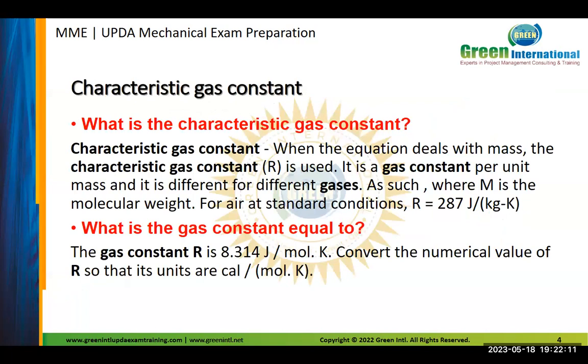Okay, characteristic gas constant, this is what we discussed at the beginning for R bar or RU and R, the specific gas constant or characteristic gas constant, which is R. It depends on each gas. But for the general or universal one, this is one value that applies for all gases. This is the value for air, which is the specific gas constant. This is a very important value.